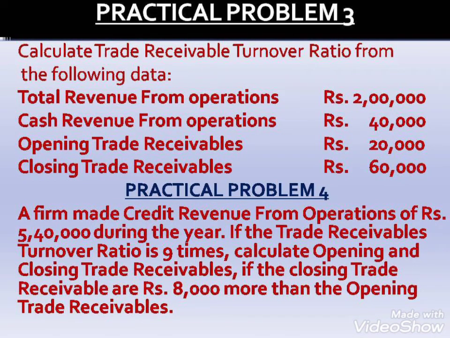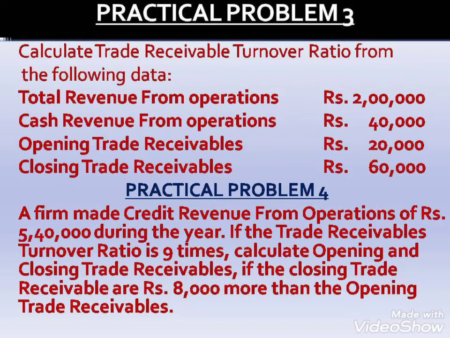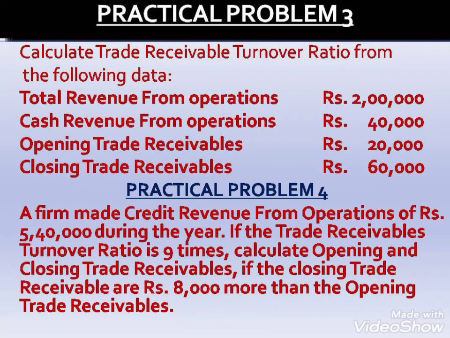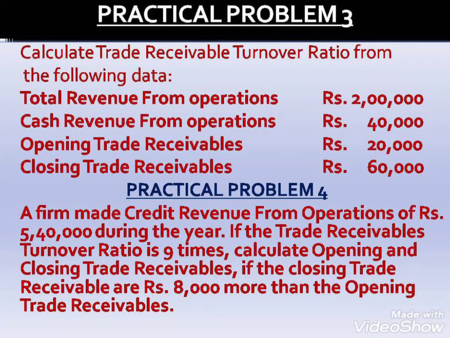In order to assess the quality of debtors and bills receivable, this ratio can be calculated in two ways: first, debtors turnover ratio or trade receivables turnover ratio, and second, average collection period. The trade receivables turnover ratio indicates the number of times on an average the debtors have been turned over in a year. The average collection period indicates the average number of days that the firm has to wait for collecting the money after goods are sold on credit.